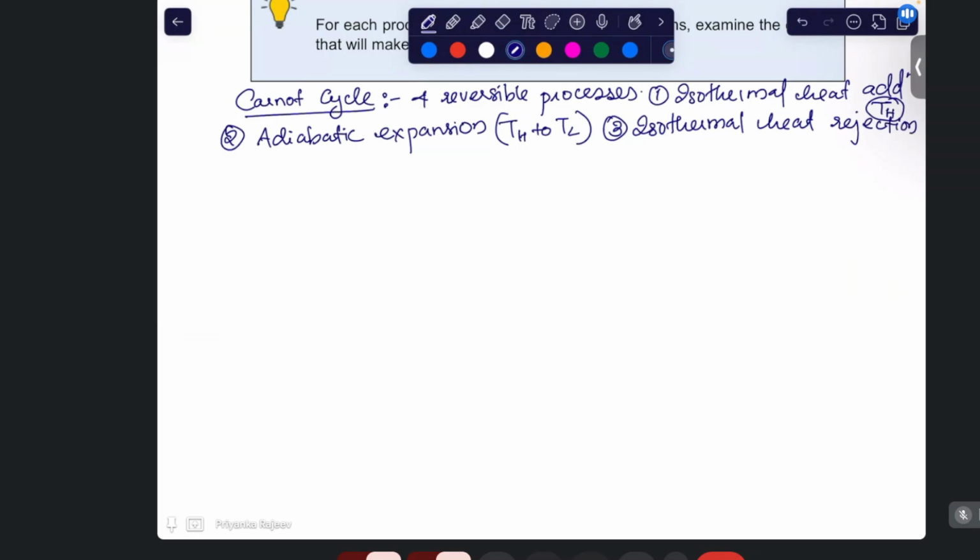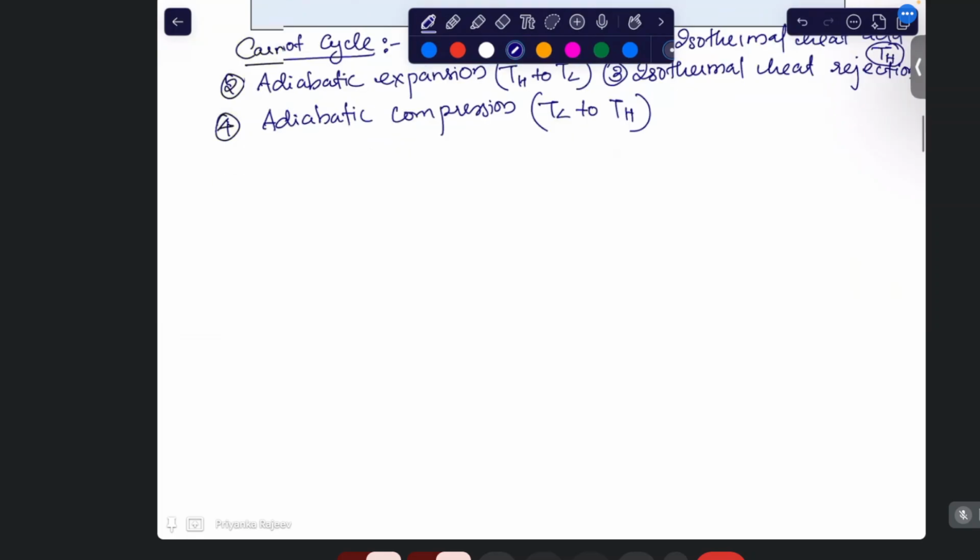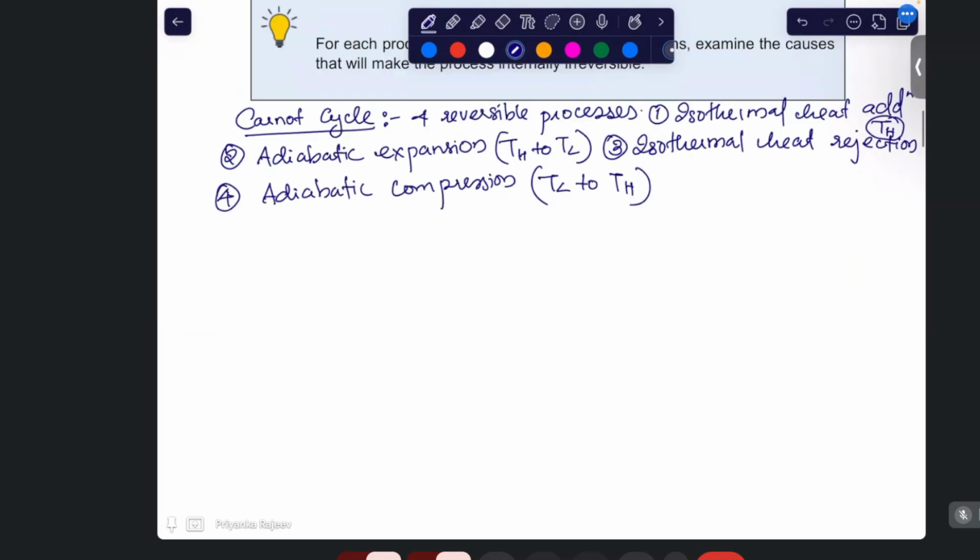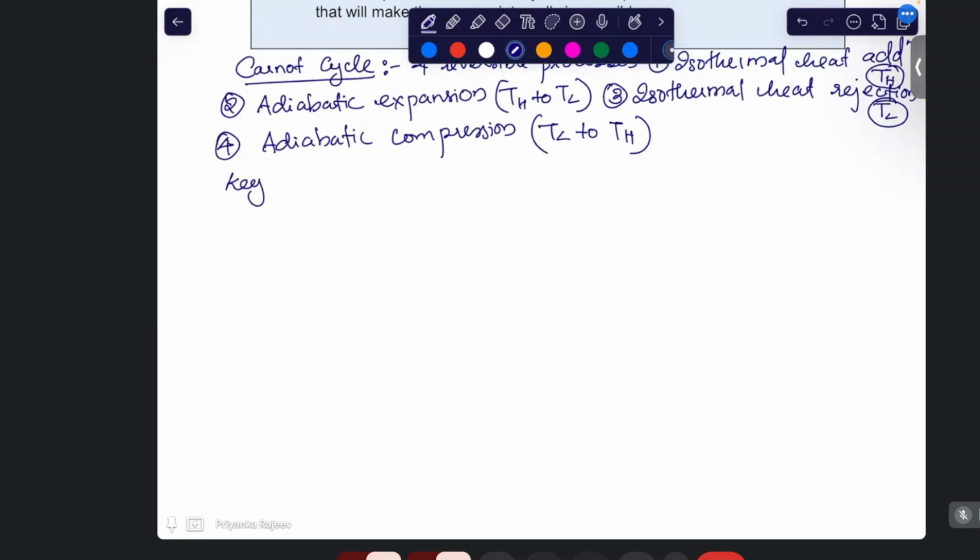So it will be reaching the low temperature TL, and then again adiabatic compression, which is happening from TL to TH again. So now some key formulae of Carnot cycle.